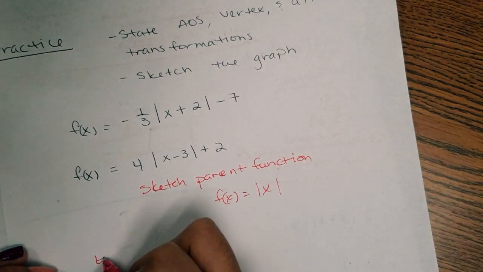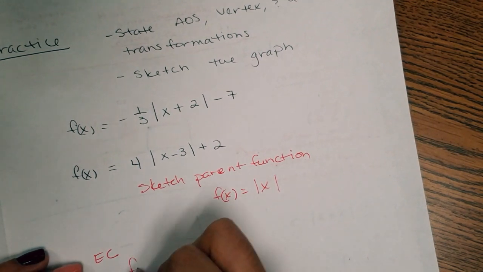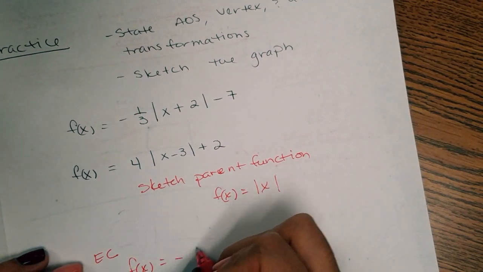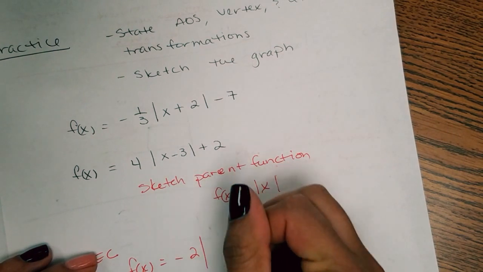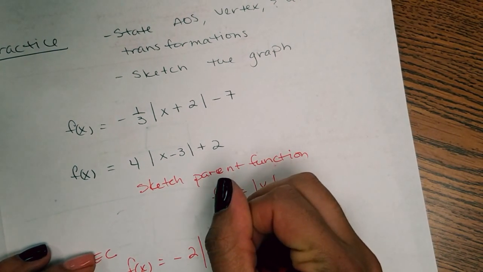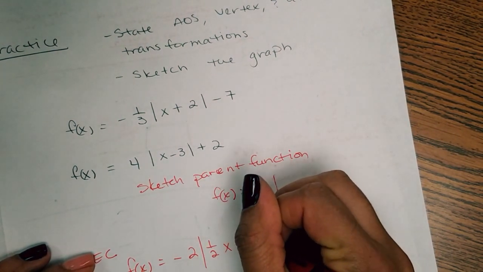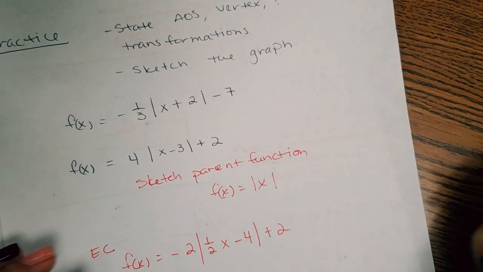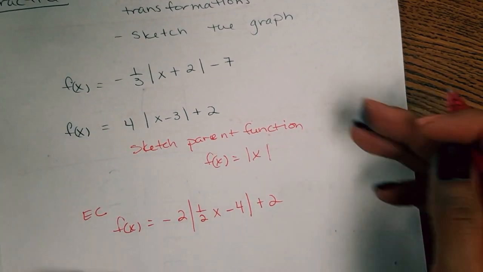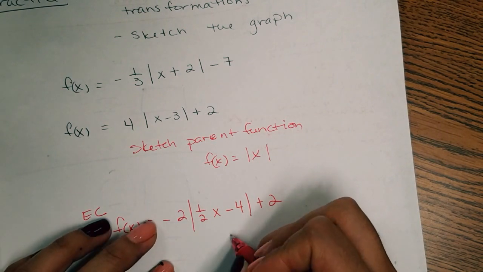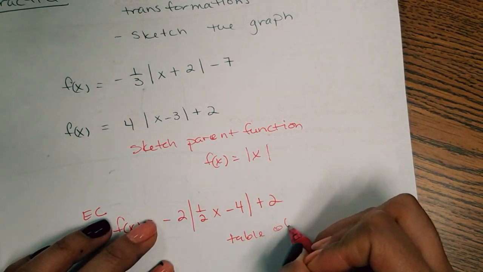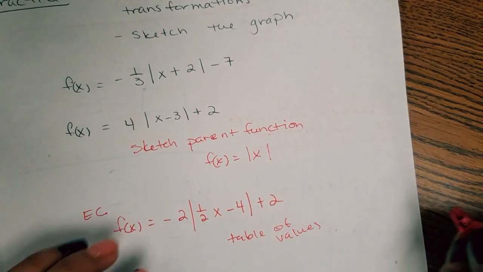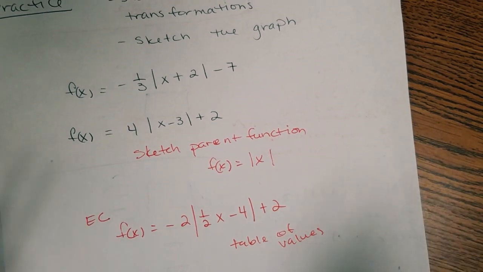Okay, and then for extra credit, if you want to turn in, do this one. Okay, for this one, do all the same things and also give me a table of values. Have this ready for tomorrow for extra credit to turn in. All right, if you have any questions, let me know.